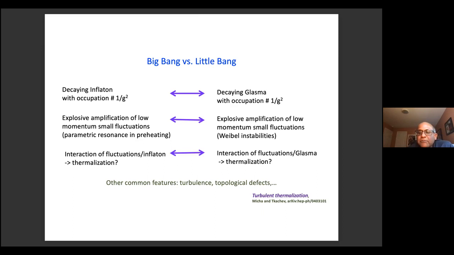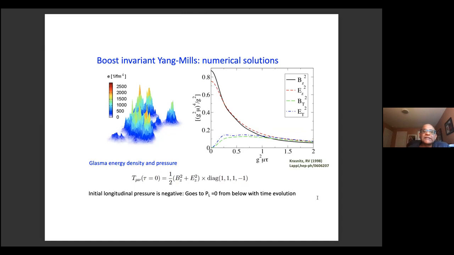And there are other common features, which I will briefly allude to. So in the inflationary context, there's a nice review by Mishra and Kacha, which I would also refer you to. When you solve these classical Yang-Mills equations, because the sources for these equations live on the light cone, the physics is essentially boost invariant, which I mean that the dynamics is essentially two-dimensional transverse dynamics as a function of the proper time. And what you find when you solve these classical equations is that the pressure is essentially transverse. The longitudinal pressure goes very quickly to zero. And so it's a very, very anisotropic system. And so the question is, okay, how can this system thermalize?